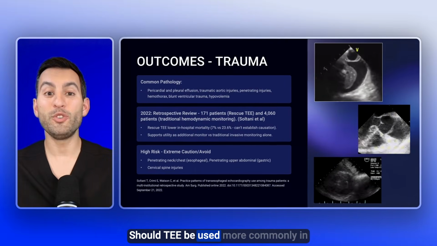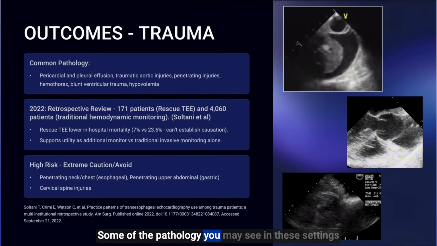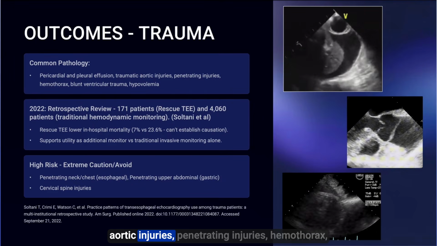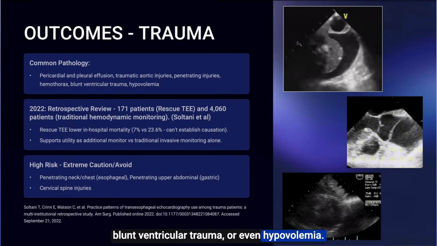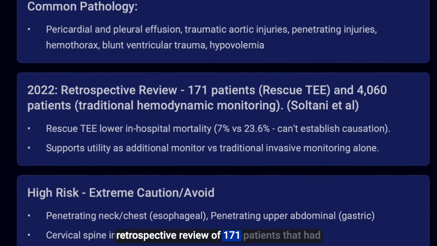Should TEE be used more commonly in trauma bays or trauma operating rooms? Some of the pathology you may see in these settings are a pericardial or pleural effusion, traumatic aortic injuries, penetrating injuries, hemothorax, blunt ventricular trauma, or even hypovolemia. Well, one study looked at this in 2022 as a retrospective review of 171 patients that had Rescue TEE and then a little over 4,000 patients that had traditional hemodynamic monitoring. The reported findings here were that patients who had Rescue TEE had a 7% in-hospital mortality compared to 23.6% that had traditional hemodynamic monitoring.